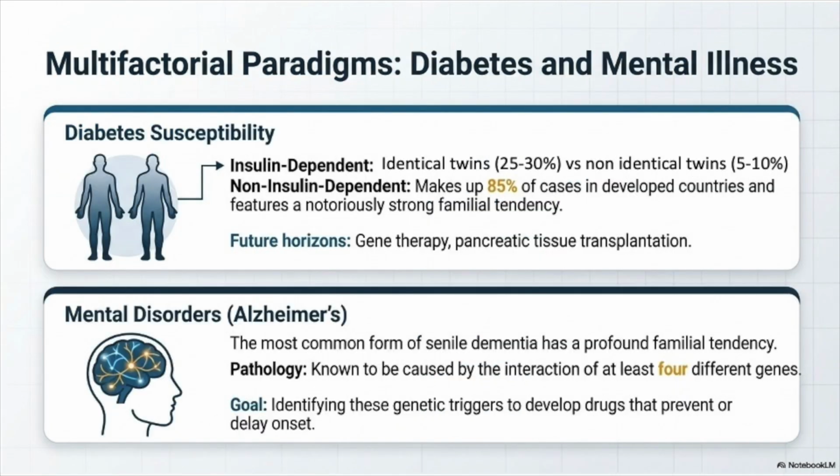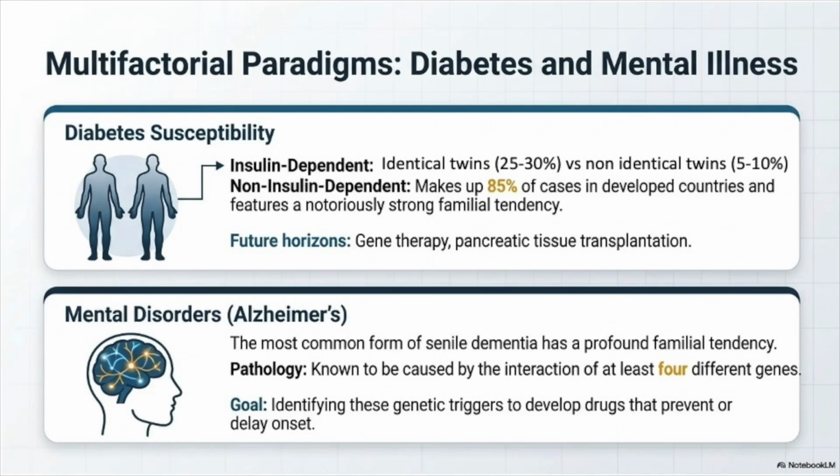Finally, let us look at multifactorial paradigms in diabetes and mental illness. For diabetes, the genetic concordance for insulin dependent diabetes shows 25 to 30% for identical twins, then 5 to 10% correlation in non identical twins. The non insulin dependent diabetes makes up about 85% of cases in developed countries and features a notoriously strong familial tendency. Future horizons include gene therapy and pancreatic tissue transplantation.